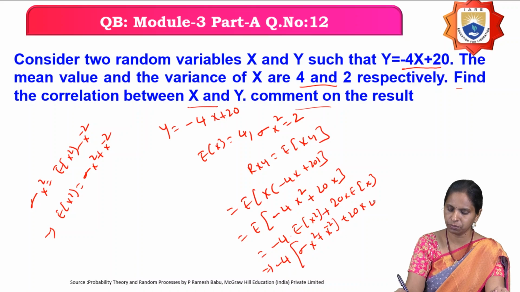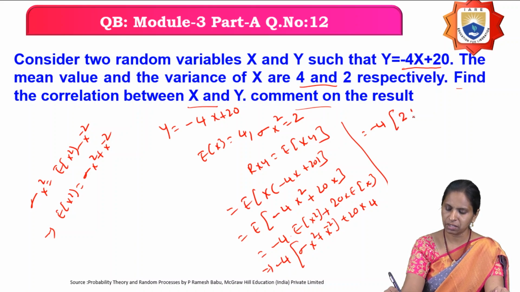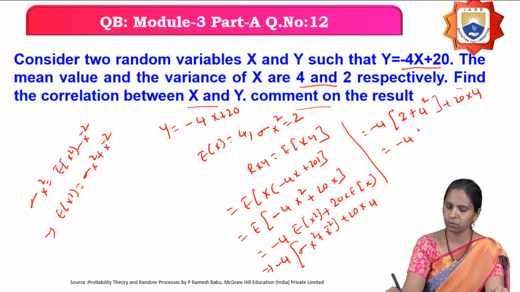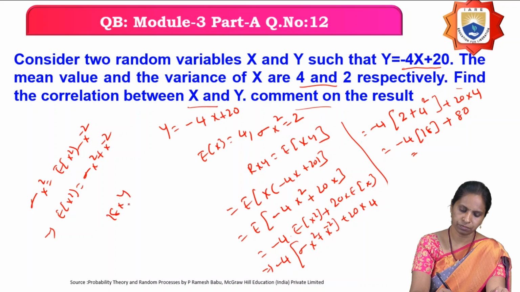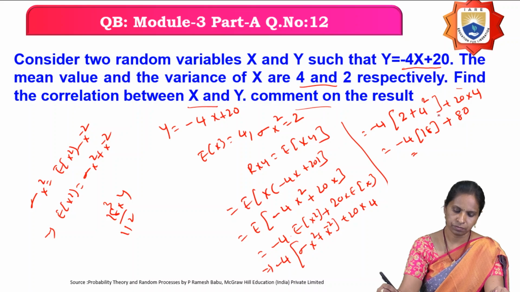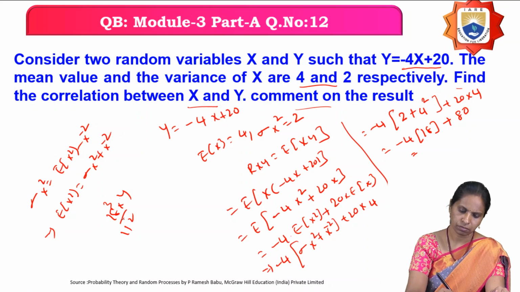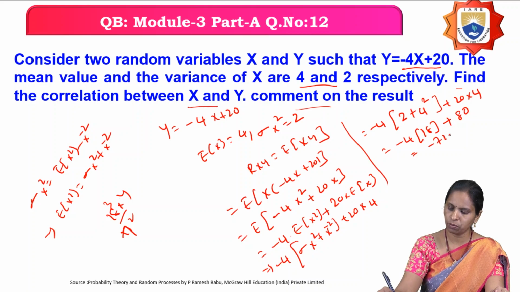What is the E of x value here? 4. So that equals minus 4 into, what is the variance they have given? 2, plus the mean is 4, so 4 square, plus 20 into 4. That equals minus 4 into 16 plus 2, nothing but 18, plus 80. So minus 4 into 18, that is minus 72, plus 80. That is nothing but 8. That is the answer.